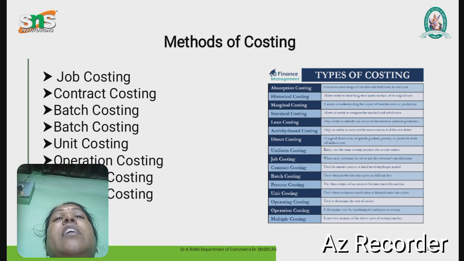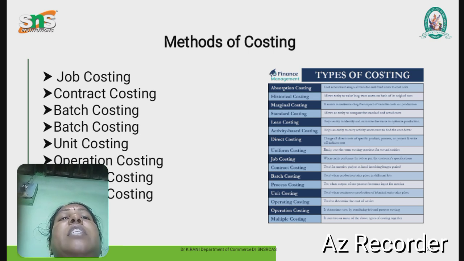Differential costing. Differential costing is a technique that analyzes the difference in cost between alternative courses of action. It focuses on identifying the incremental cost and benefit associated with choosing one option over another. Opportunity costing. Opportunity costing is the concept of assessing the potential benefit that is lost when one alternative is chosen over another.